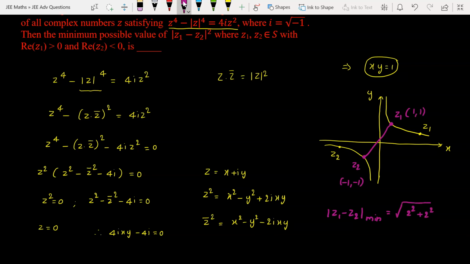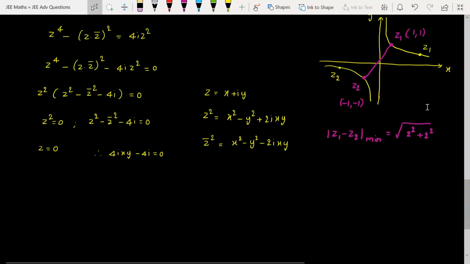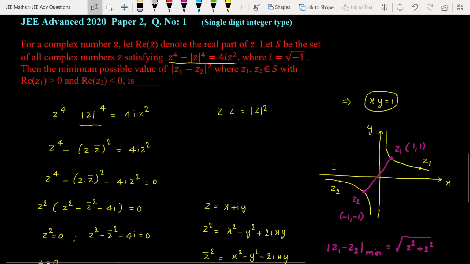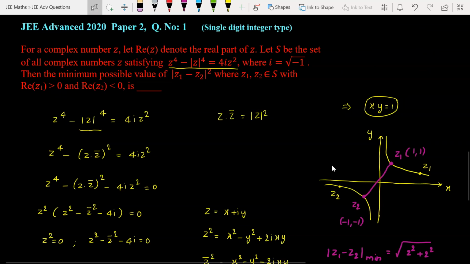So therefore modulus of z1 minus z2 whole square minimum is equal to 2 square plus 2 square, that is 4 plus 4, that is 8. So therefore the answer to this question is 8.